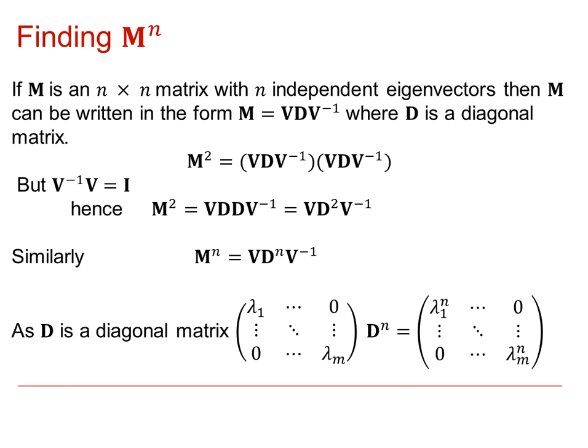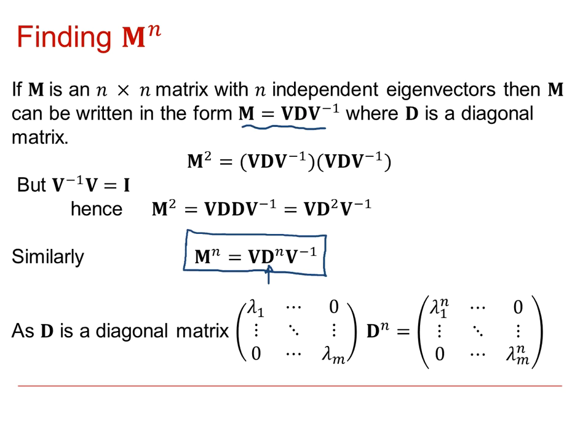So we have the idea that if M is equal to V D V inverse, so we've diagonalized the matrix, then the matrix to the power n is V D to the power n V inverse. And D to the power n is very easy to find because it is simply the elements on the leading diagonal raised to the power n.